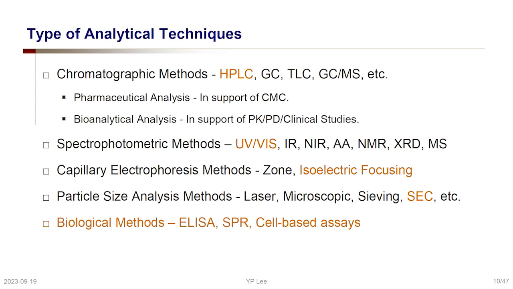Capillary electrophoresis includes isoelectric focusing, CES, and particle size analysis. For the biopharmaceuticals, we analyze aggregates with SEC, DLS, DSC, and HDAC. So these technologies can be adopted. And for the biologicals, there are biological methods that should be used, which include ELISA, SPR, or cell-based assays.